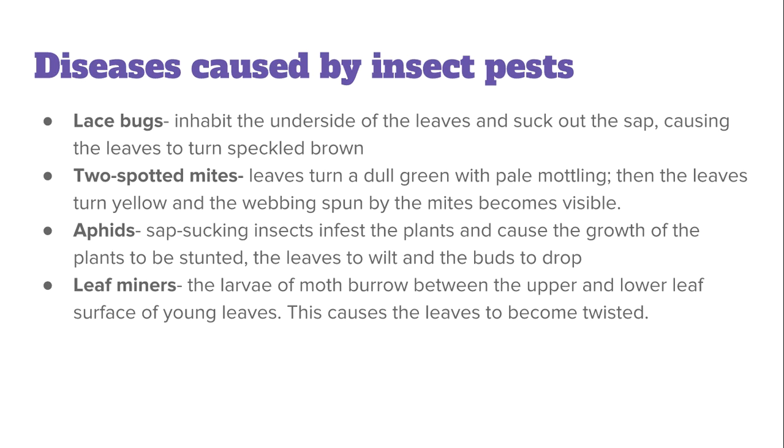Aphids, these are sap-sucking insects which infest the plants and then cause the growth of the plants to be stunted, because obviously the plants are making their own food, so every time that sap is sucked out, it causes the plant to stop its growth. The leaves will wilt and the buds will drop. And then we have leaf miners, which are the larvae of moths, and they burrow between the upper and lower leaf surface of young leaves, which can cause the leaves to become twisted.